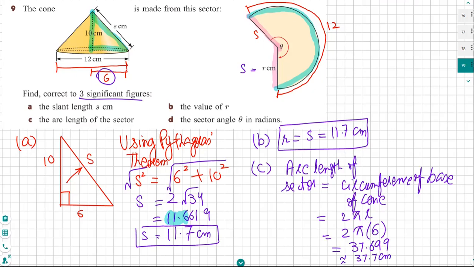Got it? Okay, the last part, the sector angle theta in radians, right? So now what do we have? We have the radius, we have the arc length as well. It is not 12, sorry. It is the circumference, C, right? This length is actually 37.7, and we'll be taking a more accurate one, 37.699. Got it?